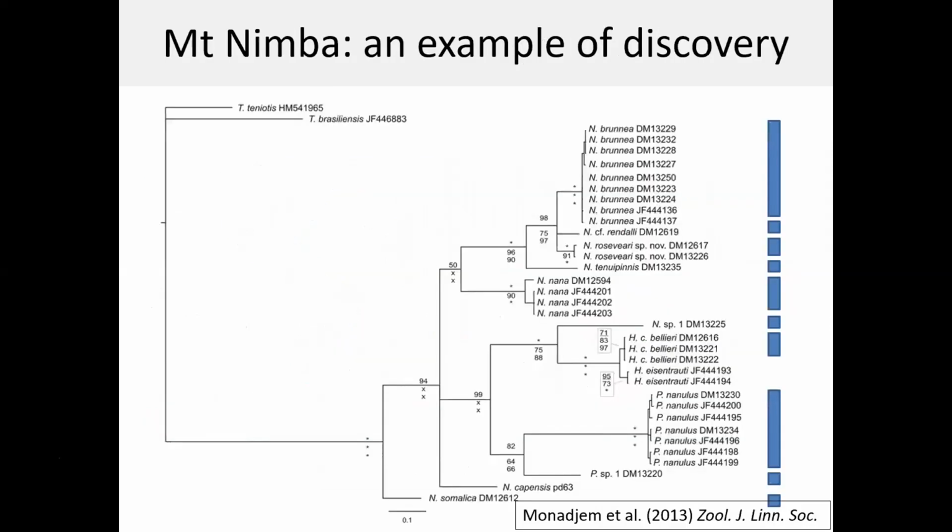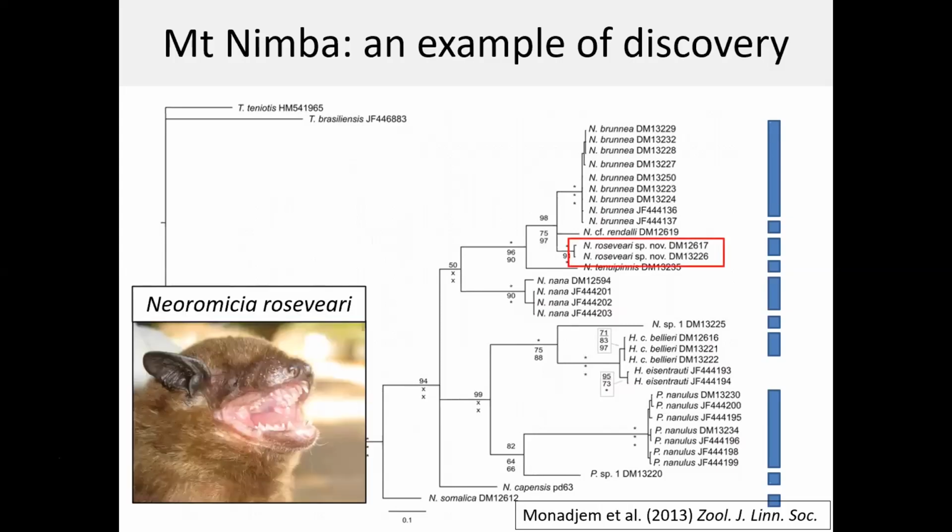To show you the reality of that prediction, I'll go back to Mount Nimba and use it as an example of how basic survey work has uncovered a whole host of new taxa. This is a phylogenetic tree. The details again are completely unimportant. All I want you to note is each blue bar represents a different species. This is the Vesper-like bats, the Pipistrelle-like bats in Mount Nimba, so the Neromiscias, the Pipistrelles, and the Hypsugos. And if you count those up, you'll see that there are 10 blue bars.